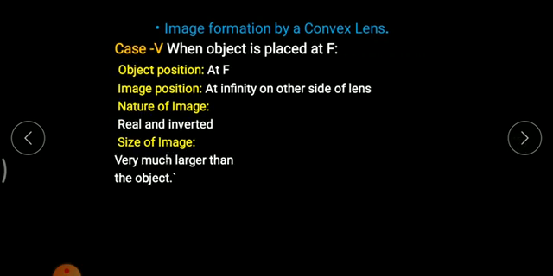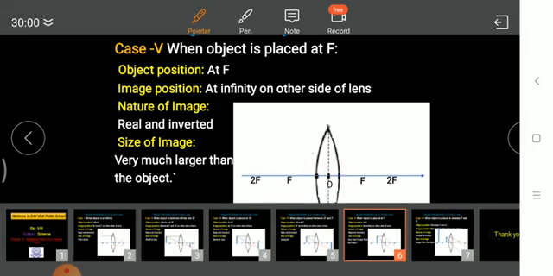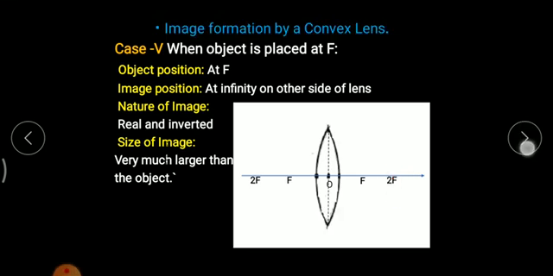Now case number 5. Now when the object is placed exactly at f for a convex lens, this is a convex lens, the imaginary line from where refraction is occurring is the optical center, and this is the principal axis. Different terminology, 2f, f and 2f. Now I need to place my object exactly at f. So this is an object which is lying exactly at f.